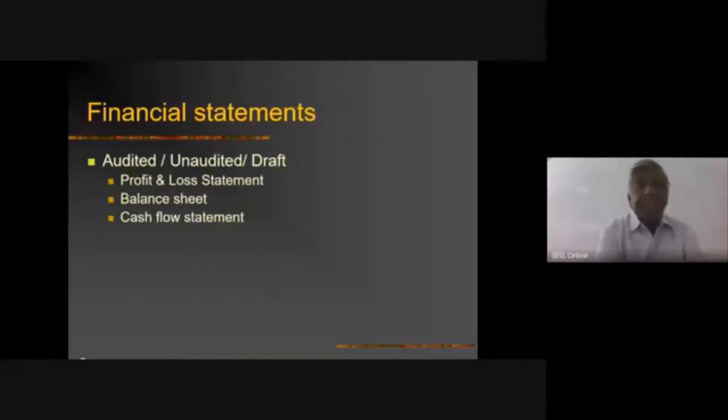Then financial statements also they have to give with the application. The financial statement can be audited, maybe unaudited, or maybe draft. When we say financial statement, it consists of the profit and loss statement, the balance sheet as at a particular date, and the cash flow statement. These are the financial statements. Profit and loss statement, balance sheet of the company, cash flow statement. Jointly we say financial statement.